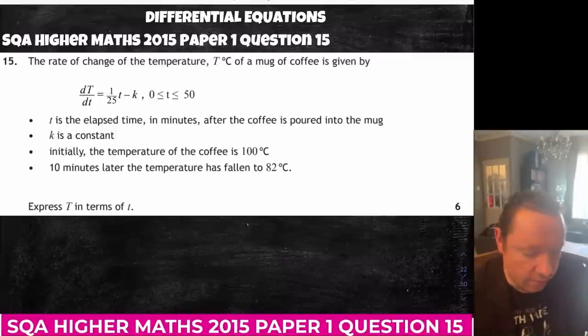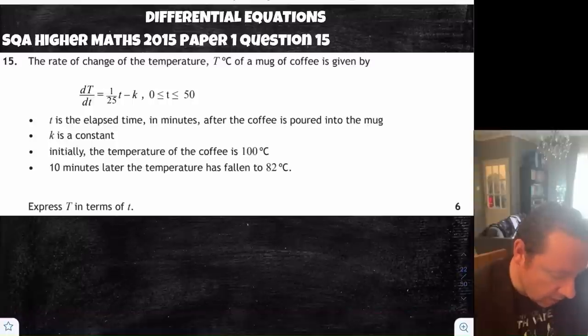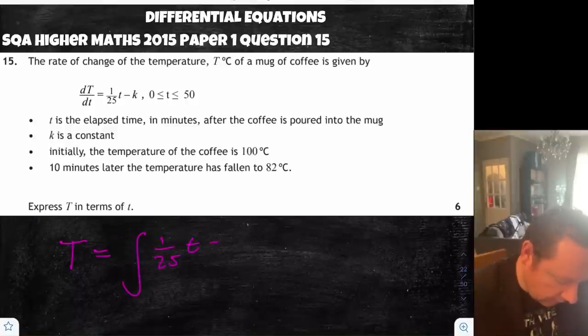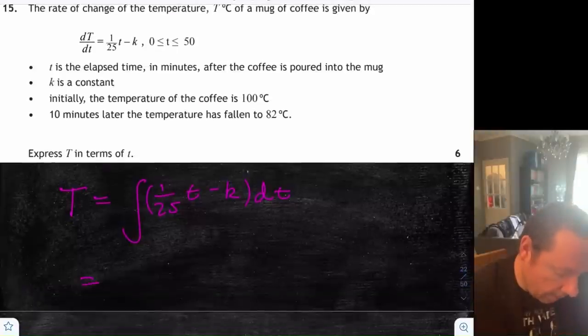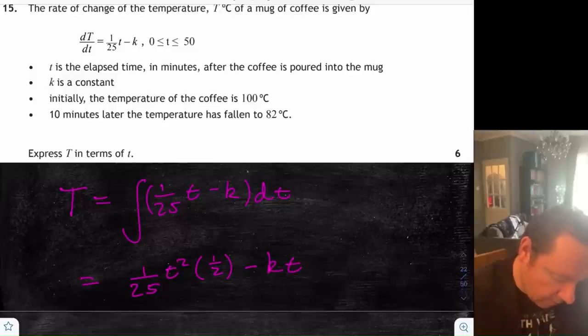Differential equations, SQA Higher Maths 2015, paper 1, question 15. The rate of change of temperature of a mug of coffee is given by this differential equation. It tells you some information. Express T in terms of t. What you need to realize is if you integrate dT by dt, you just get T back. So we can just immediately say that T equals the integral of the right hand side, 1 over 25 t minus k, and that will be with respect to t because it's dt instead of dx as normal. So we'll just integrate and let's go. So we get 1 over 25 t squared, and then we times by a half because we divide by 2, and then minus k times t, but then we've also got plus c.